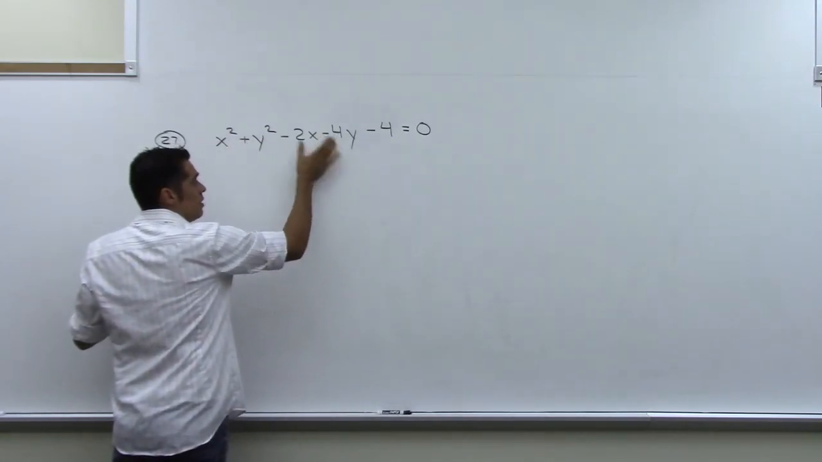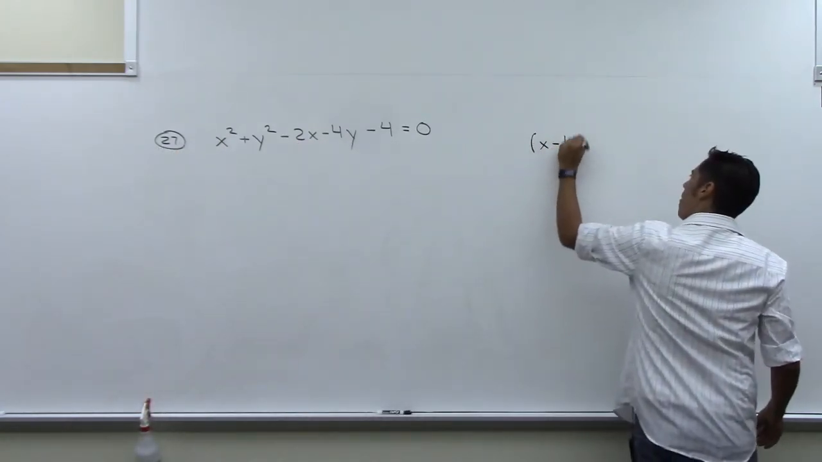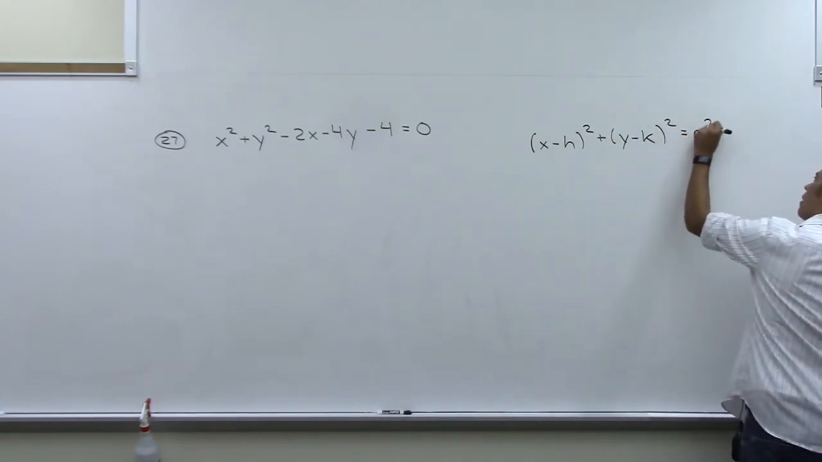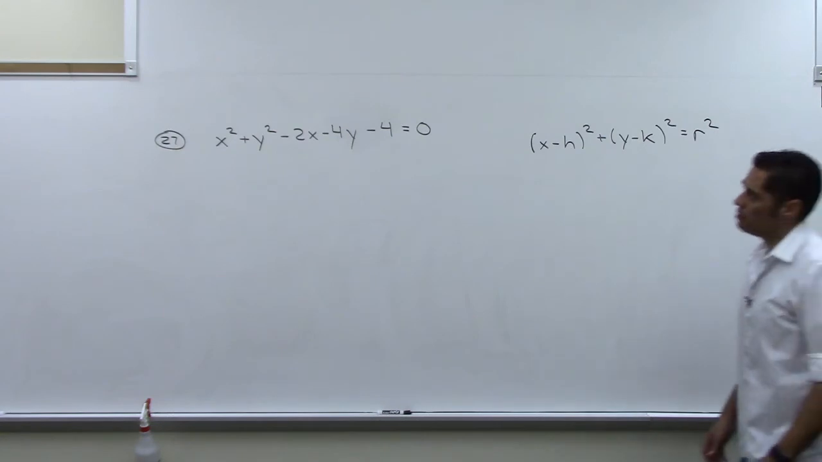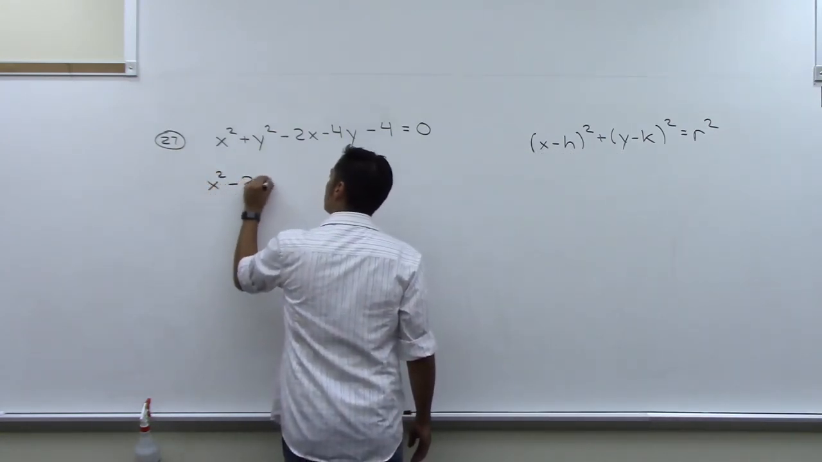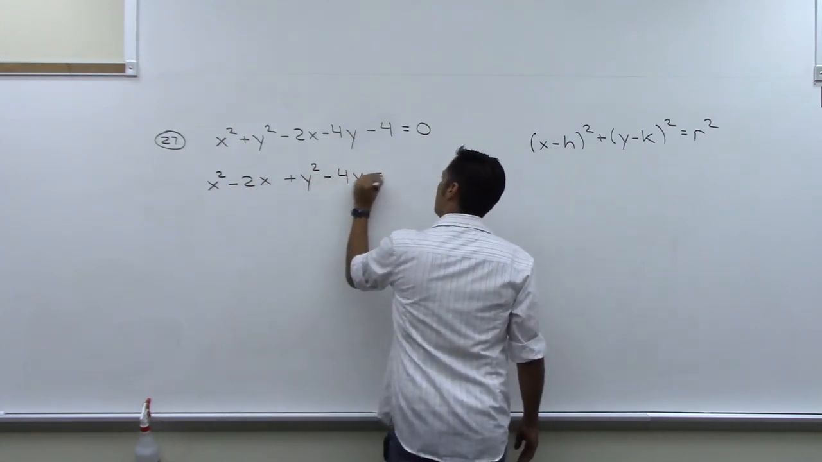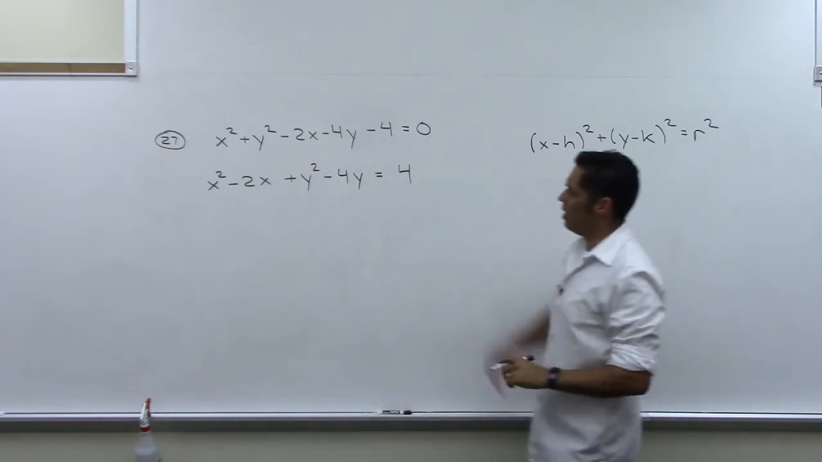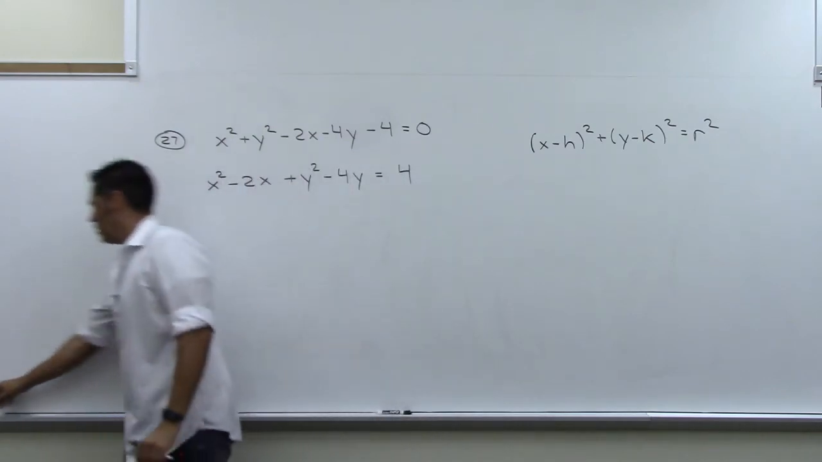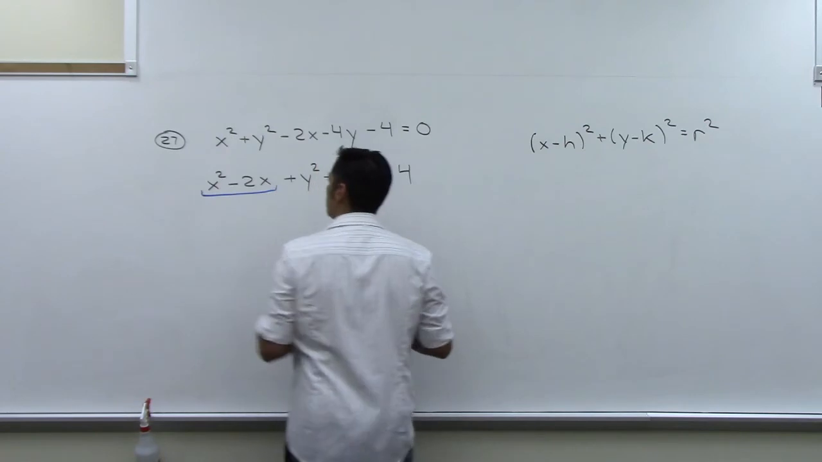So what we're going to do in order to get it to look like the standard form is we're going to try and complete the square. So I'm going to first group up my x terms, things with x's. Then I'm going to group up the things with y's. And I'm actually going to move my constant to the other side. And now what we do is we tackle these piece by piece. So I'm going to take these two and work with those.